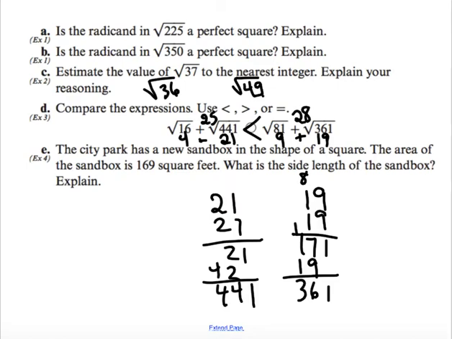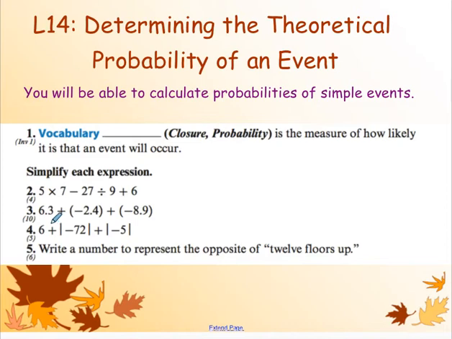Lastly, the city park has a new sandbox in the shape of a square. The area is 169. What is the side length? If you know your perfect squares, you know that 169. If I take the square root so that I can find the side lengths, well, that means that we have 13. 13 feet by 13 feet is the side length of the sandbox. So just a little bit about our square roots there, and we're going to move on to probability, lesson 14.